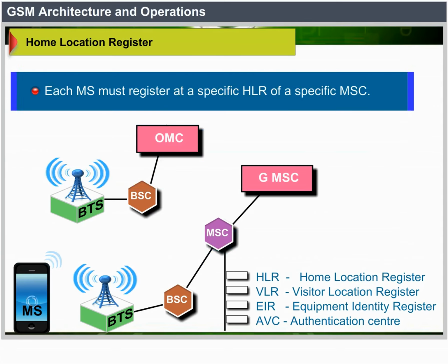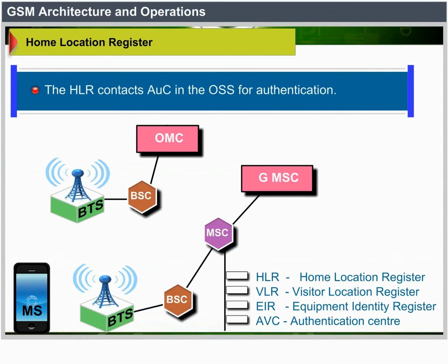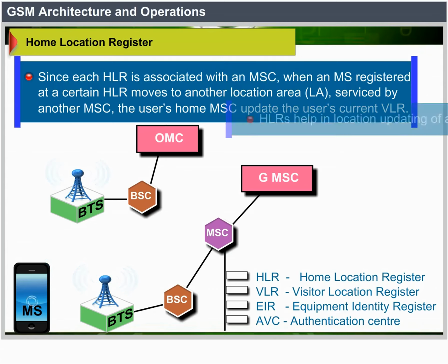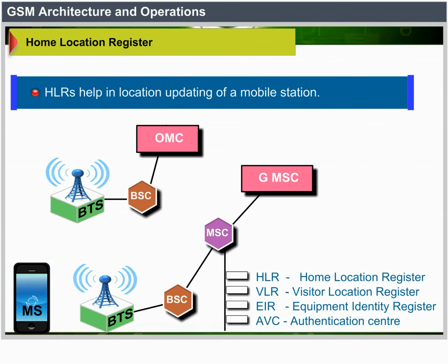Each MS must register at a specific HLR of a specific MSC. The HLR contacts the AUC in the OSS for authentication. Each HLR is associated with an MSC, so that when an MS registered at a certain HLR moves to another location area, LA, serviced by another MSC, the user's home MSC updates the user's current VLR. HLRs help in location updating of a mobile station.